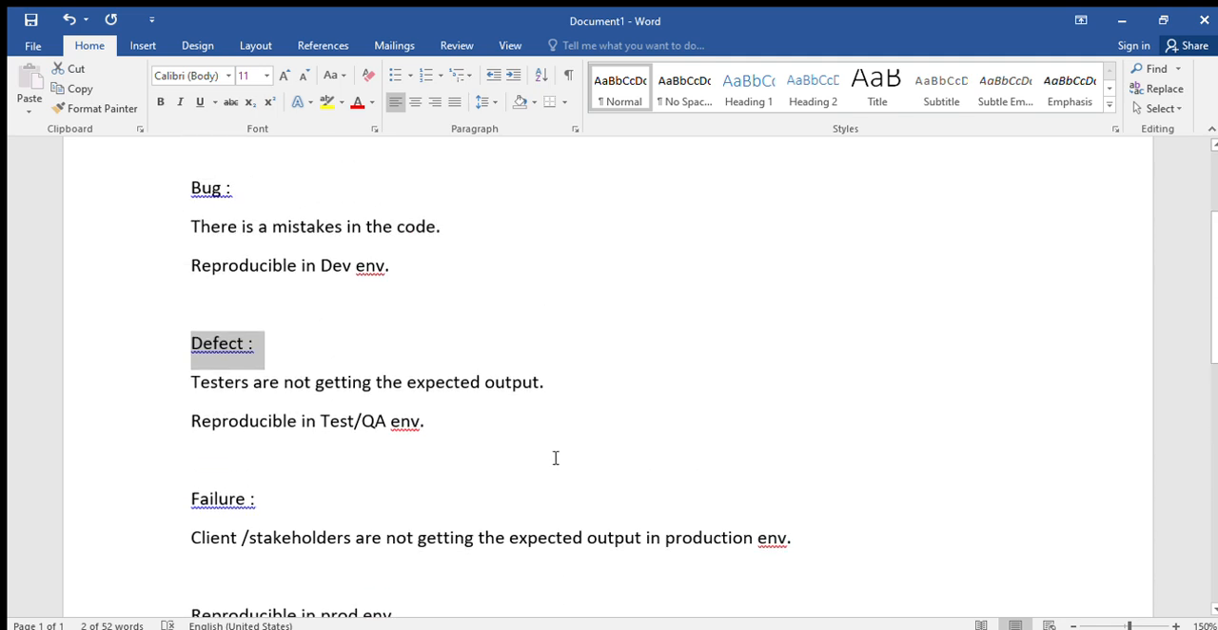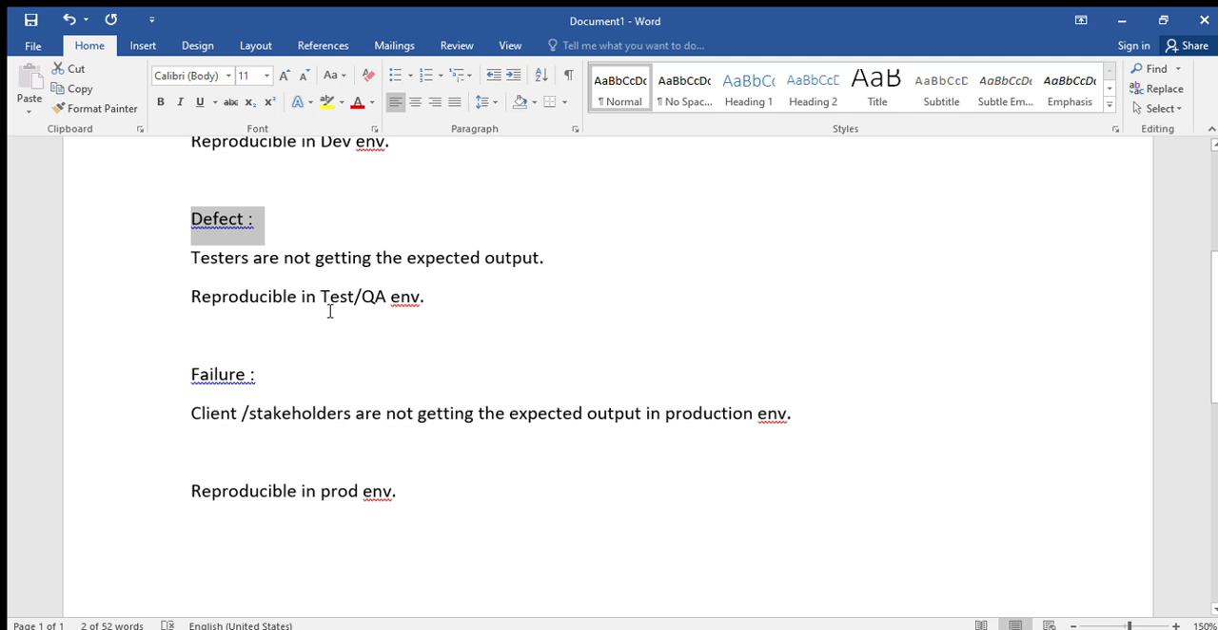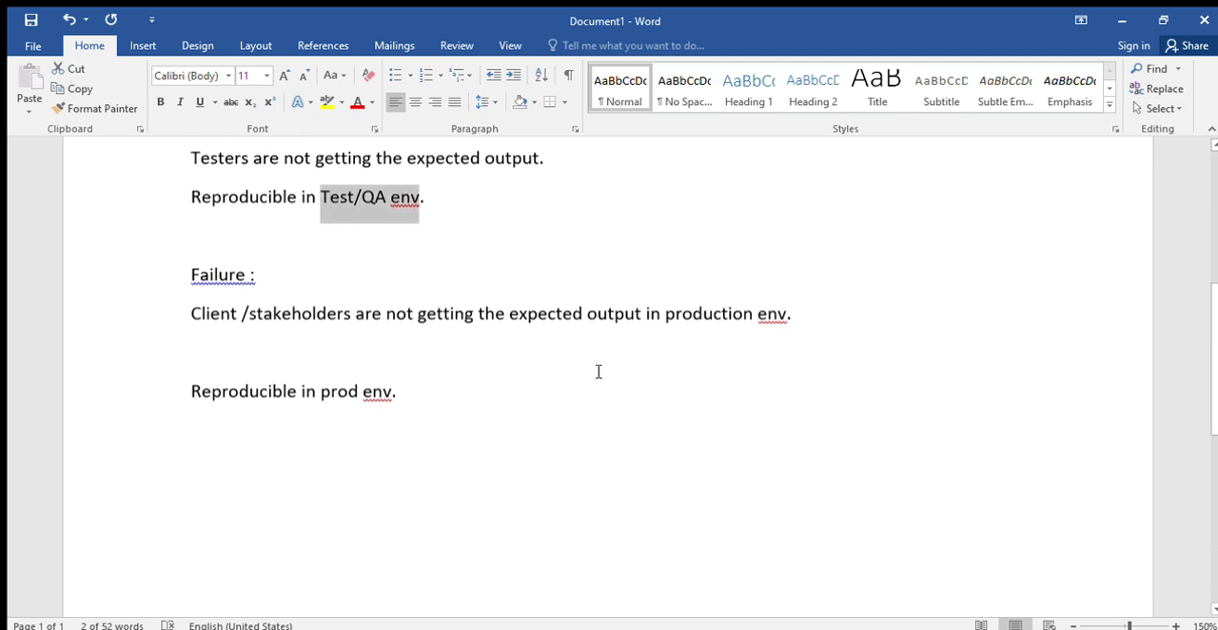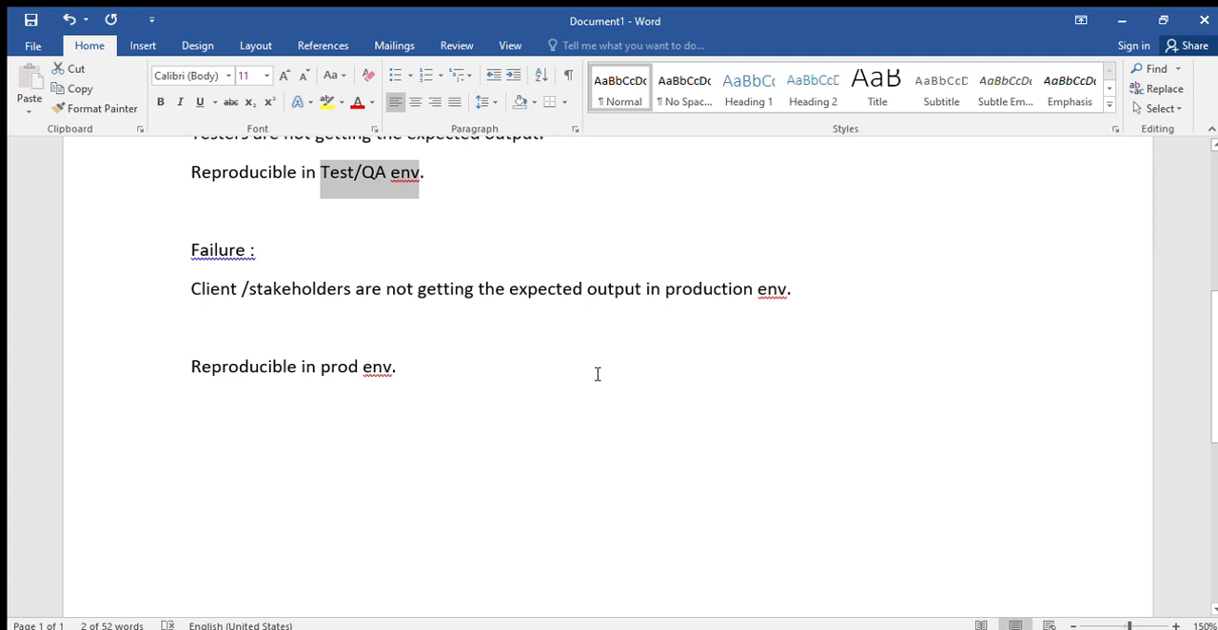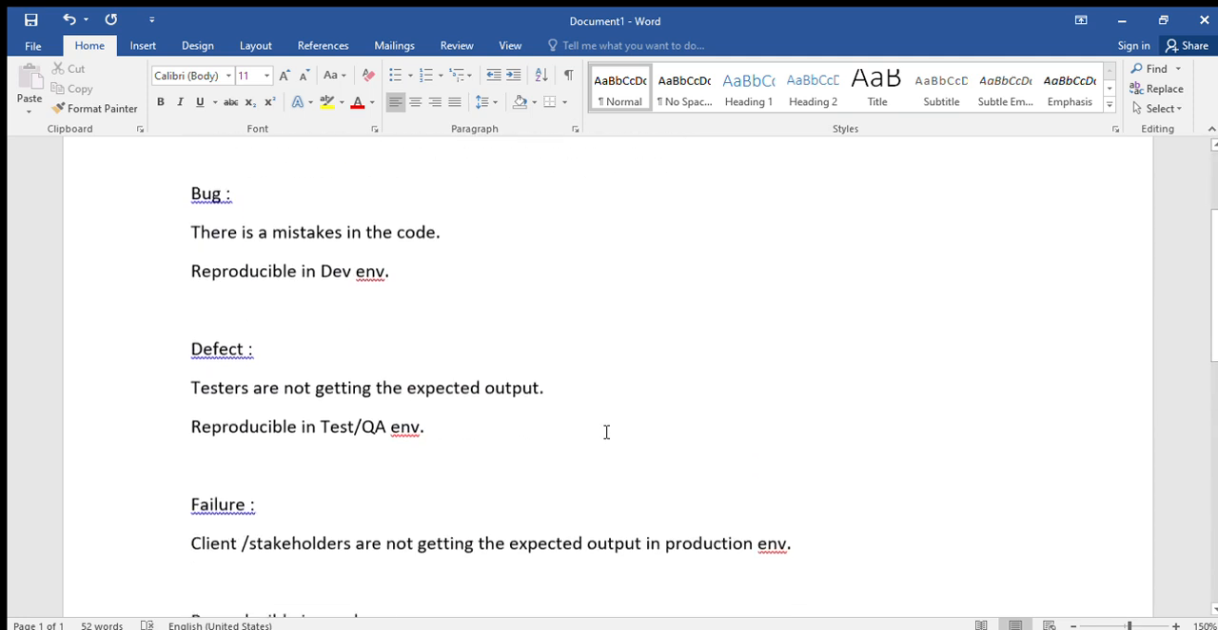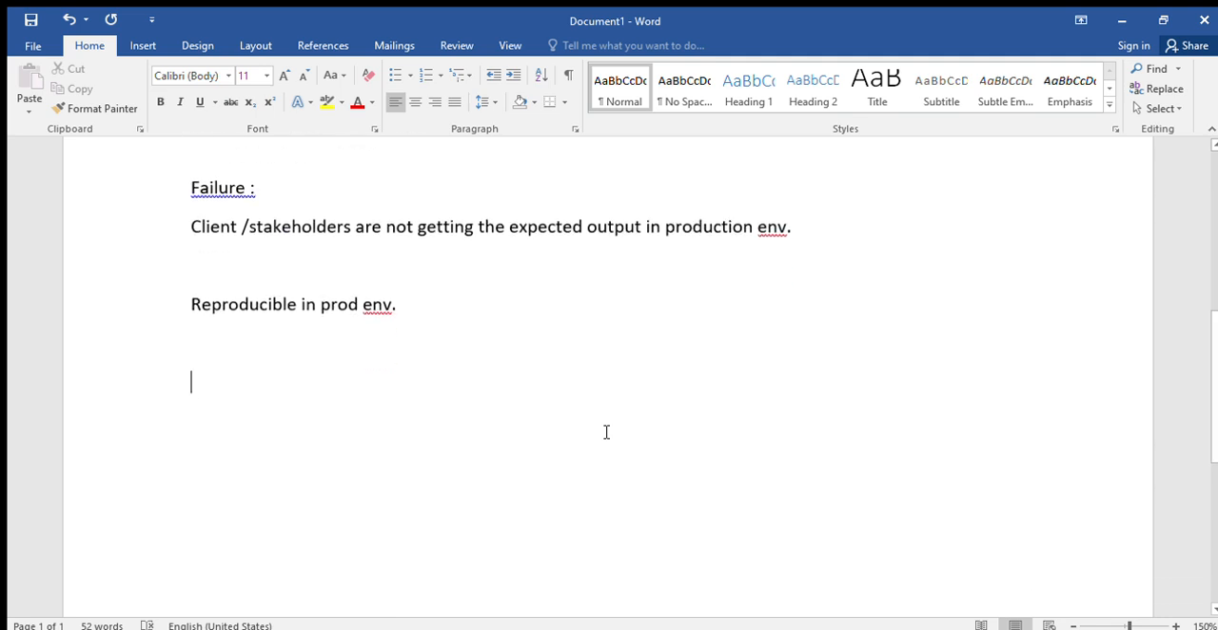So a bug is reproducible in the dev environment, a defect is reproducible in the test or QA environment, and a failure is reproducible in the prod environment. In one line, if you want to understand the differences between bug, defect and failure, just try to remember this line.